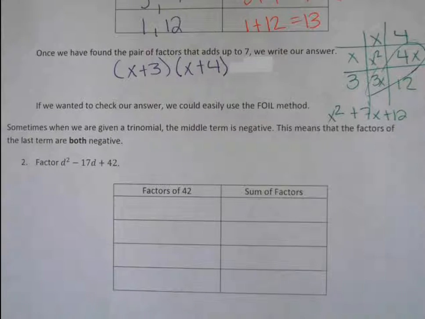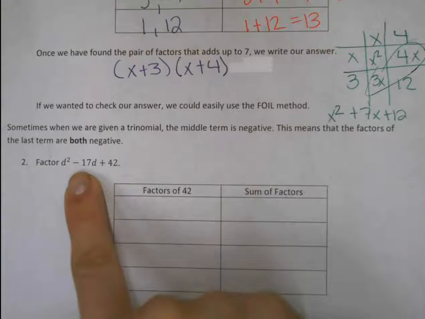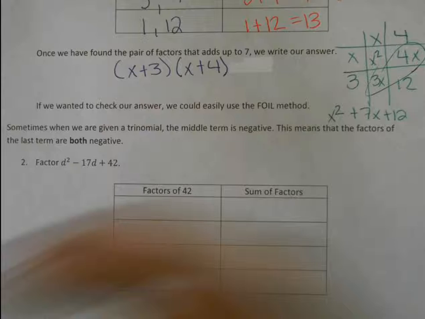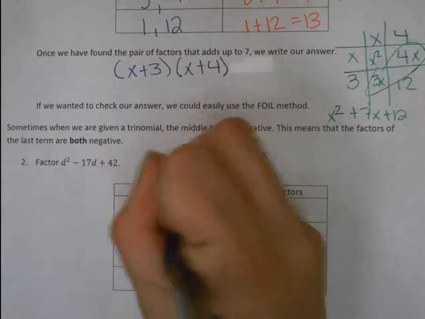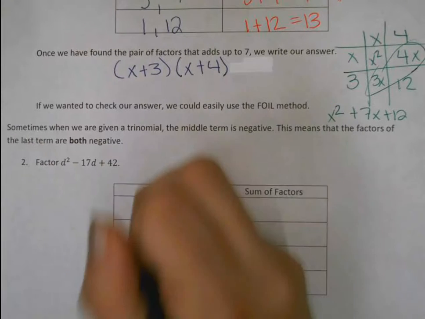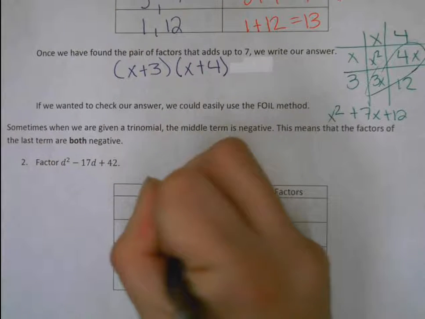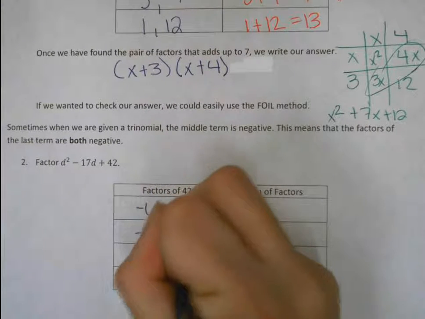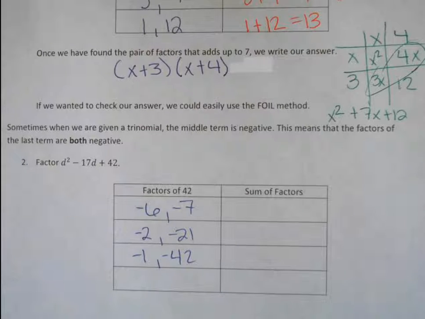So I'm going to do the same thing for number 2, but notice my middle number is negative. That means I'm going to have 2 numbers that are negative that multiply to 42. So what are numbers that multiply to 42? I have negative 6 and negative 7 multiplied to 42. 8 does not go. What else? I have 2 and 21. And then there's one more.